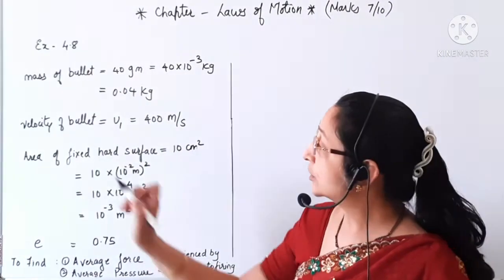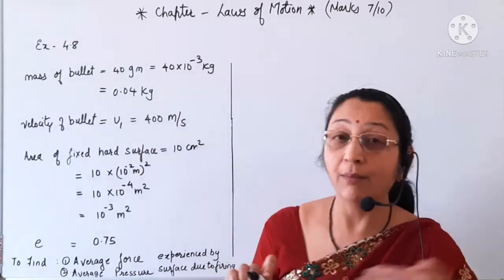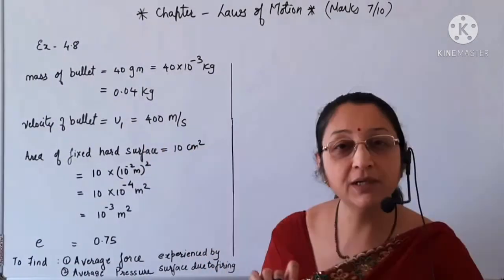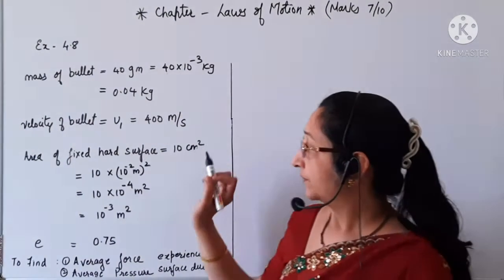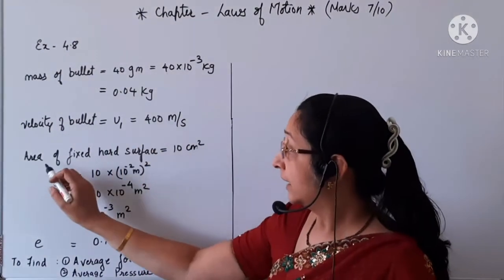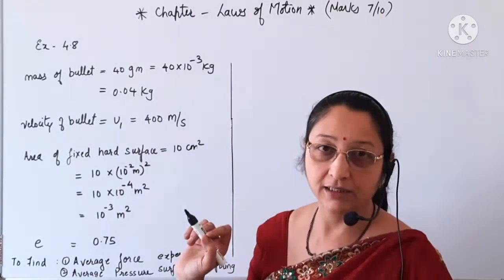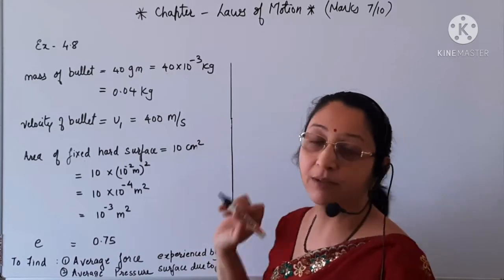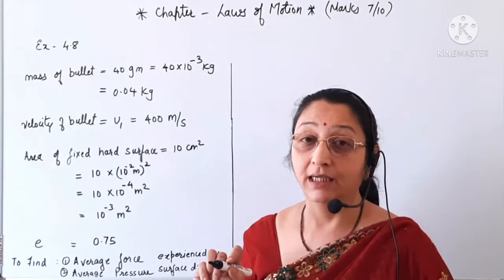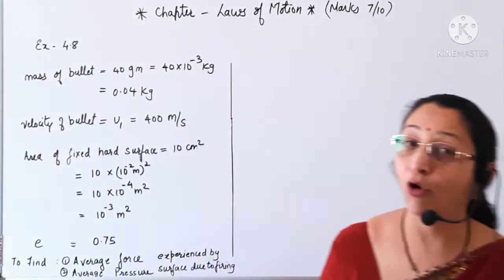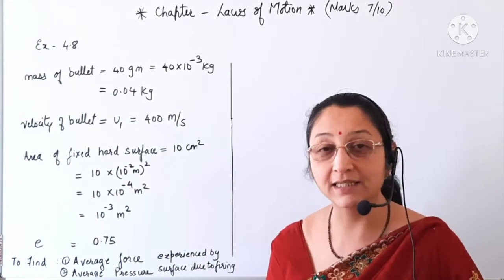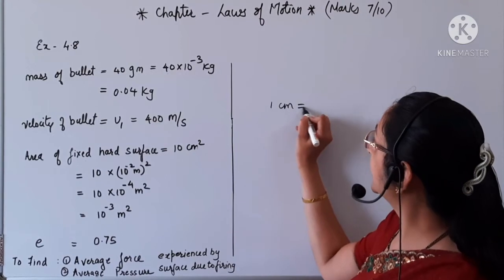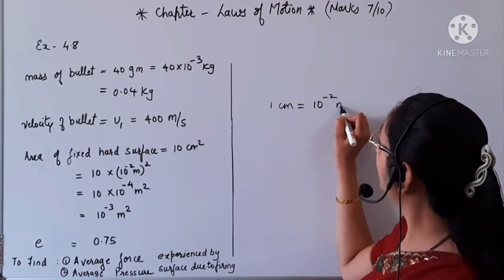Now the velocity of the bullet coming from the gun, u1, is 400 meters per second. This bullet is hitting a hard surface. The area of the fixed hard surface is given as 10 centimeters square. Again, this is in the CGS system and we want to solve the problem in the SI system. We know that 1 centimeter is equal to 10 to the power minus 2 meter.